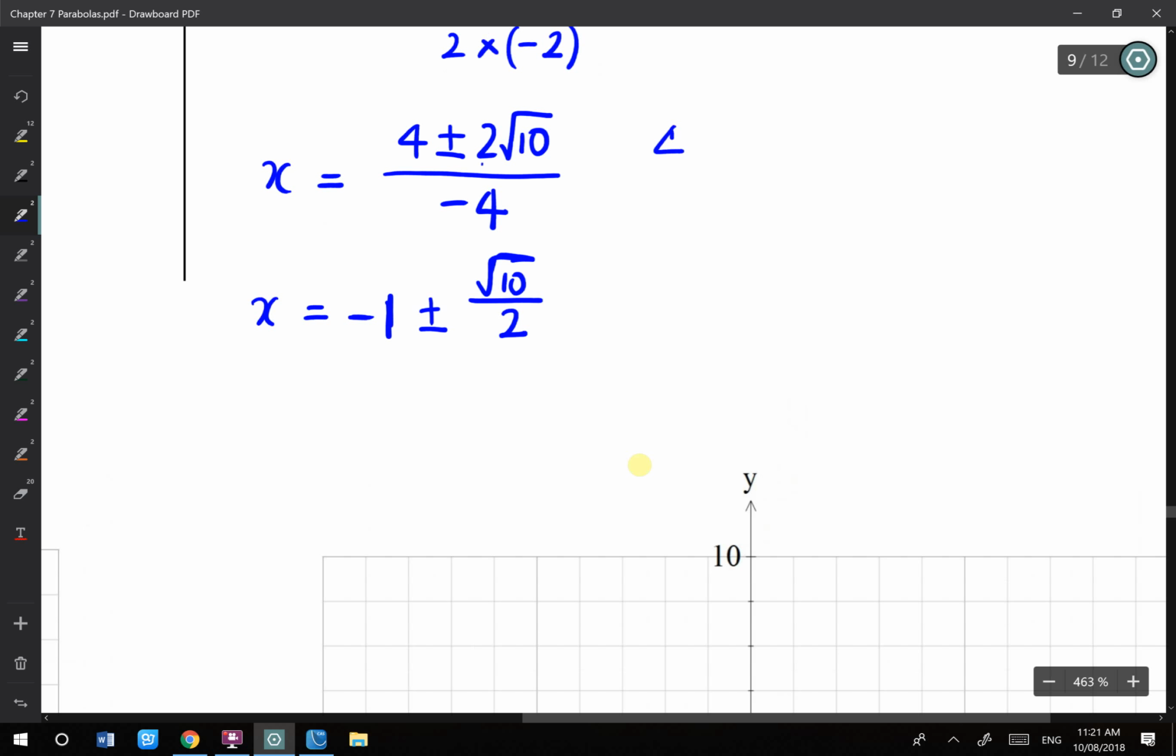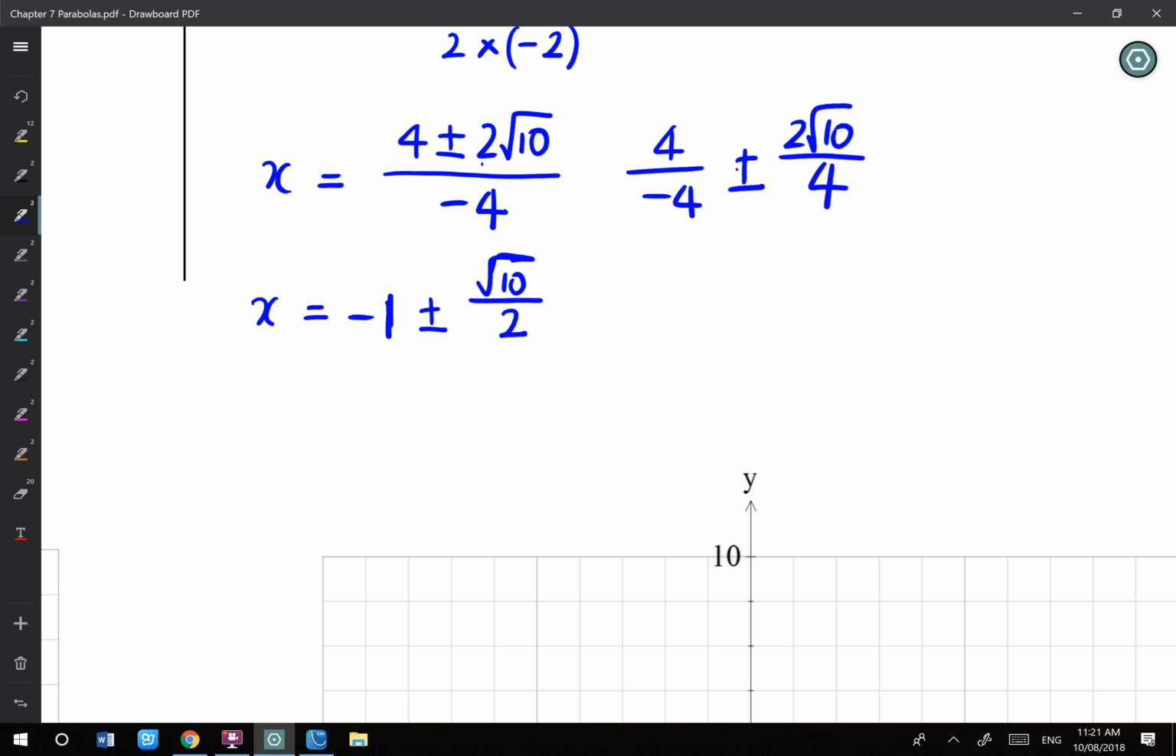Well, 4 over minus 4. And the plus minus, you meet the negative, the plus becomes minus, minus becomes plus, but it's still a plus minus. So you can say that's over 4. So you have minus 1 plus minus root 10 over 2. Do you get that? I want to make it into this form because I need to see where's the middle later. This form will be easier for me to see where's the middle.